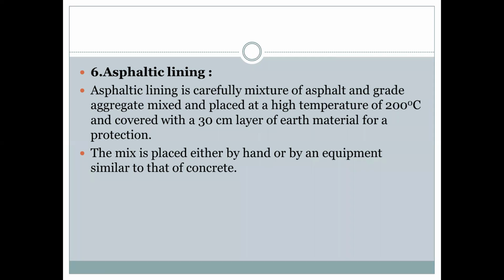So this mixture of asphalt and aggregate is placed over the subgrade at a high temperature of 200 degrees Celsius, and it is covered with a 30 centimeter layer of earth material for protection. On that asphalt lining, a 30 centimeter layer of earth material is provided. It acts as a protection to that asphaltic lining.